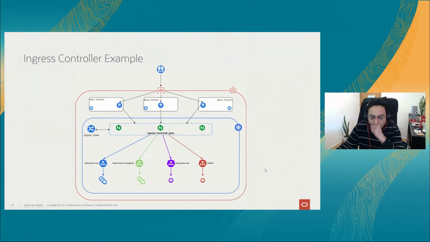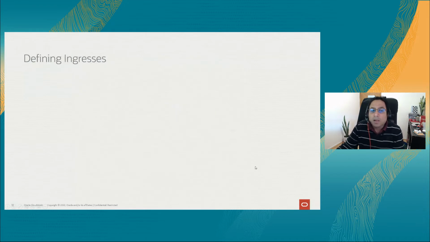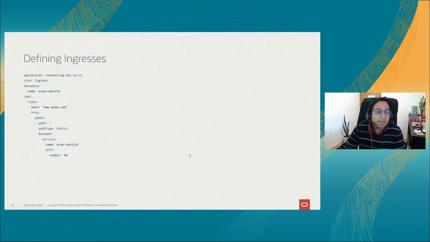full error. Excuse me. How do we define ingresses? Basically, an ingress, as I mentioned, is a Kubernetes resource. You set the kind to be ingress, and then you specify the rules. In this case, it is host-based, www.acme.com, and the path is just a slash. And what we want to do is, when we get such a request, we want the traffic to be routed to the Acme website service.